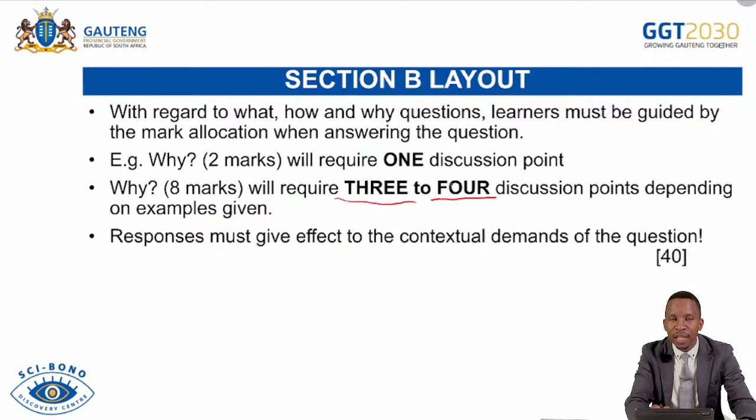But if it's 3, that means we have provided some examples in there that will be able to take you up to 8 marks. Responses must give effect to the contextual demands of the question. You need to contextualize the given issue and think critically, then you can respond. Then section D will be giving you 40 marks.